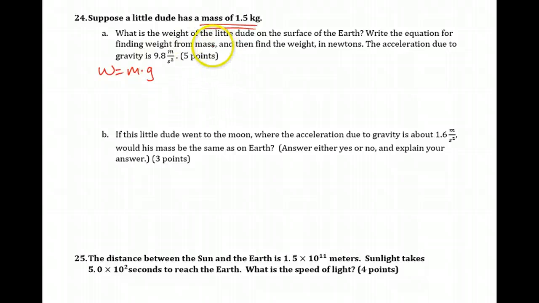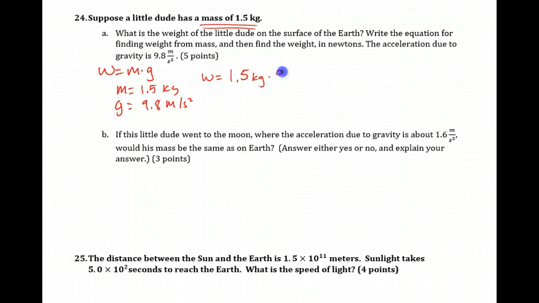The acceleration due to gravity is given to you right there on the sheet. So our knowns are that the mass equals 1.5 kilograms, and we're given gravity equals 9.8 meters per second squared. So 1.5 kilograms times 9.8 meters per second squared gives us our weight of 14.7 newtons.